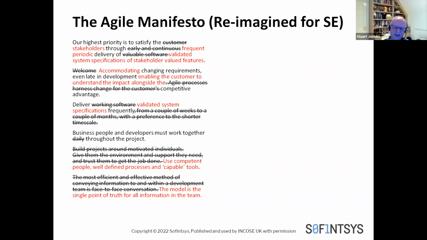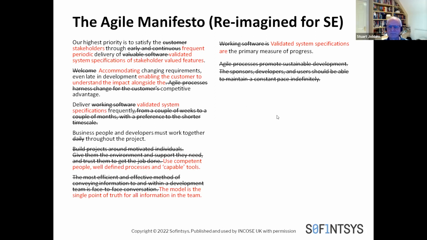In other words, filtered. And that's exactly what most models do. They filter it down to the viewpoints that each of those stakeholders requires. So, working software as a primary measure of progress: I don't have a problem with the validated system specs being the primary measure of progress. That seems a reasonable KPI, considering our outputs are system specs. Agile process, I'm just going to delete the sustainable development stuff because I think it's not really a principle at all.